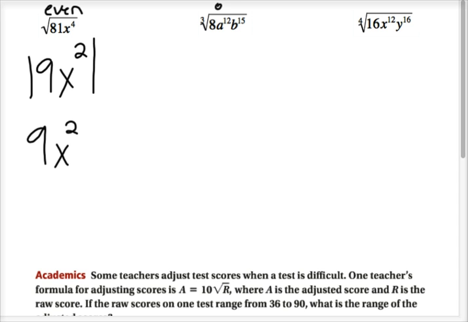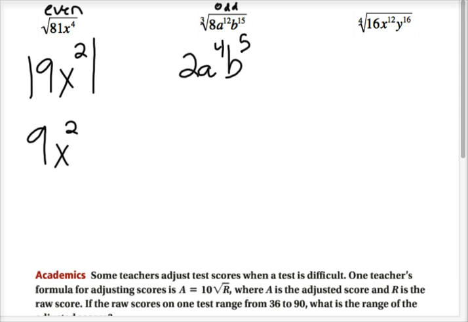All right, here is an odd one. So in this case, we don't need to even worry about that absolute value. All right, so we just do our operation. The cube root of 8 gives you 2. Cube root of 8 to the 12, well, divide. 12 divided by 3 leaves you 4. B to the 15, again, divide by that index, leaves you b to the 5, and we're done already.